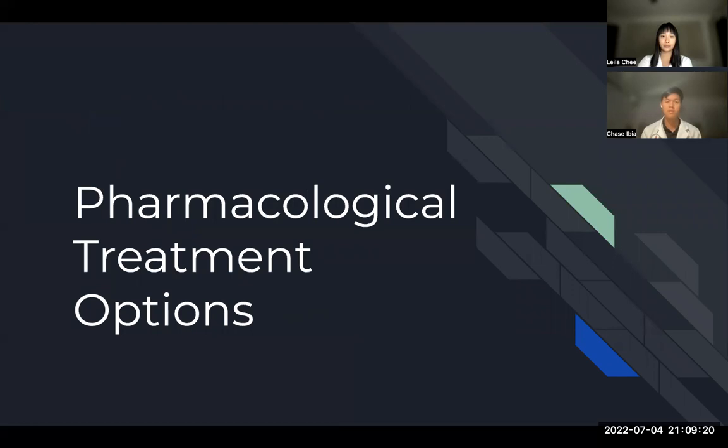Now onto the pharmacological treatment for diabetes. As all of these medications lower blood sugar, it's important to keep in mind the signs and symptoms of hypoglycemia and know what to do in the instance that a hypoglycemic incident occurs.